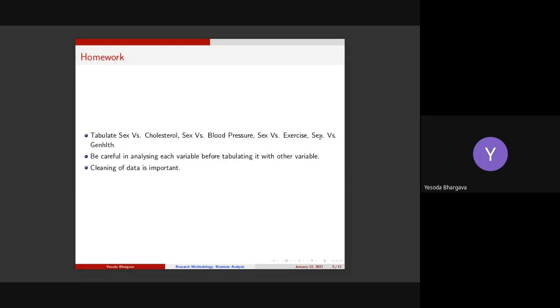And then for the sex variable versus general health. So general health, if you remember how many categories it had. Ma'am, I think it is 8 categories. 7 to 8. It had 5 categories. Excellent, very good, good, fair, poor. So there were 5 categories.